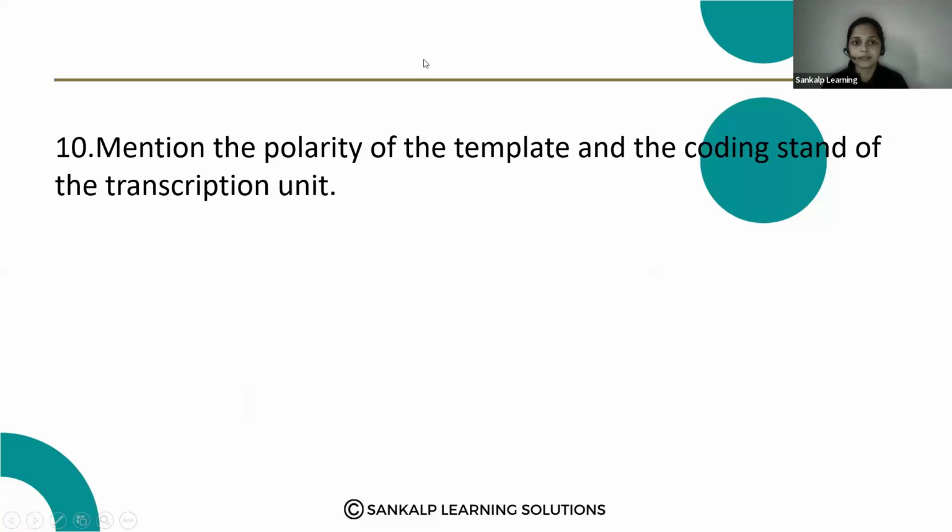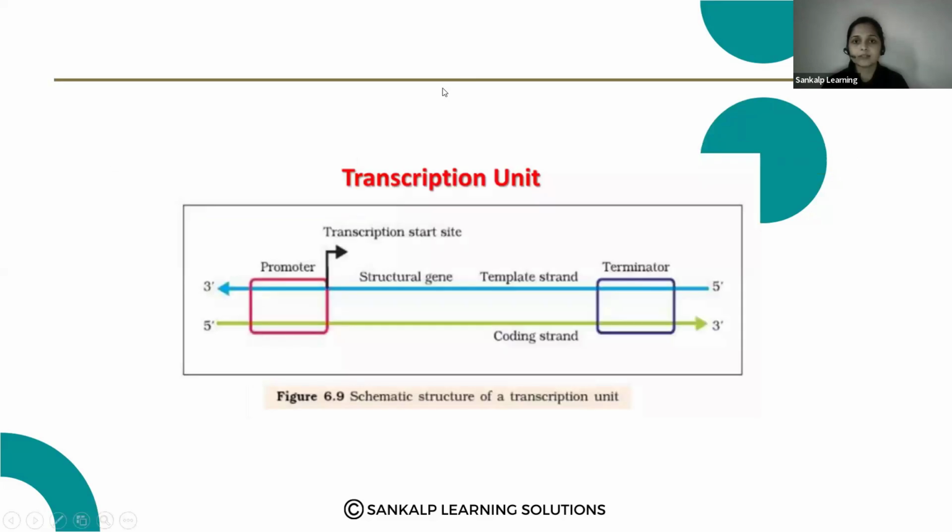Then next question. Mention the polarity of the template and coding strand of the transcription unit. Here, this is the transcription unit. Here you should mention, this is the template strand and this is the coding strand. They ask only to mention the polarity, but I have given the diagram here for your understanding. So the template strand has 3' to 5' polarity, and the coding strand has 5' to 3' polarity.